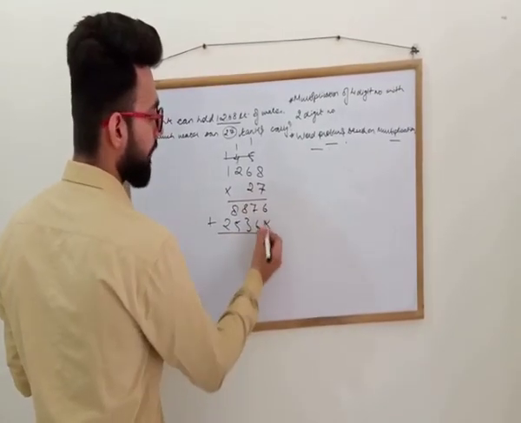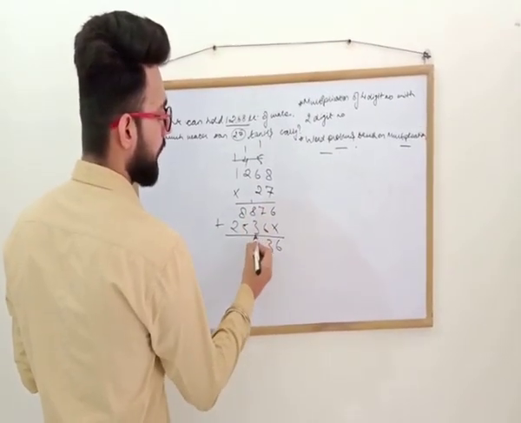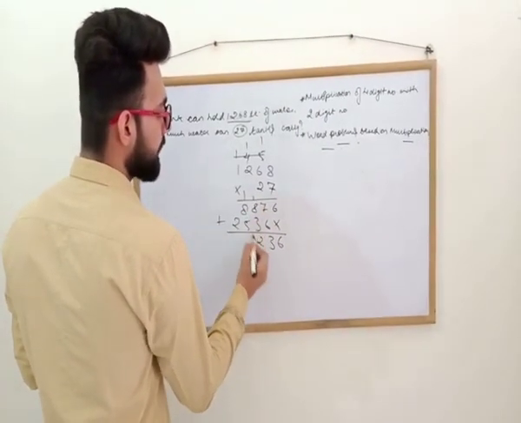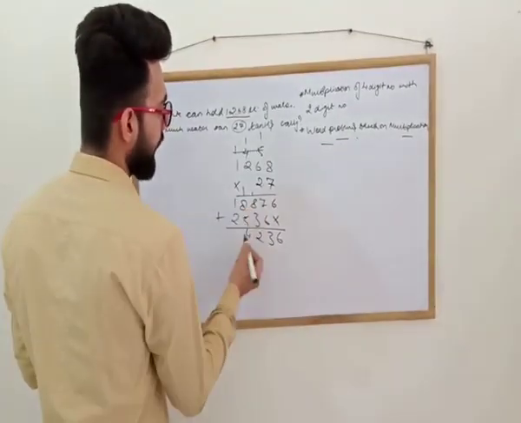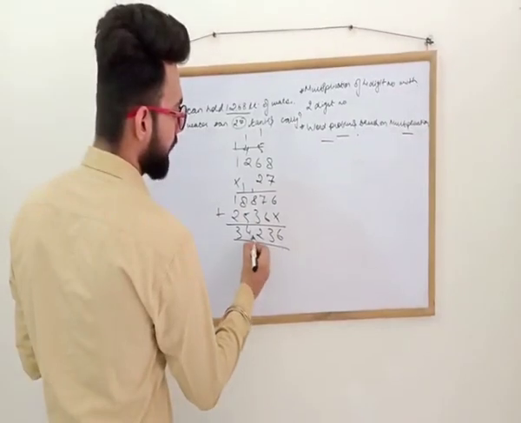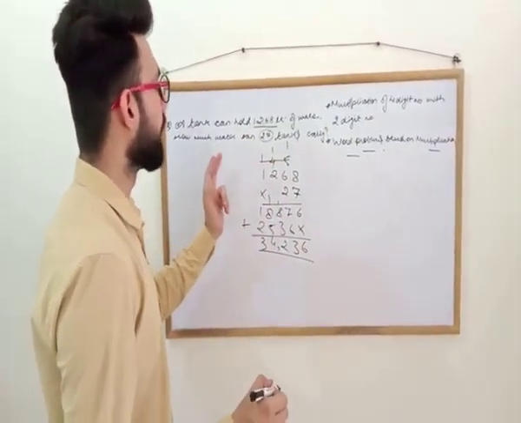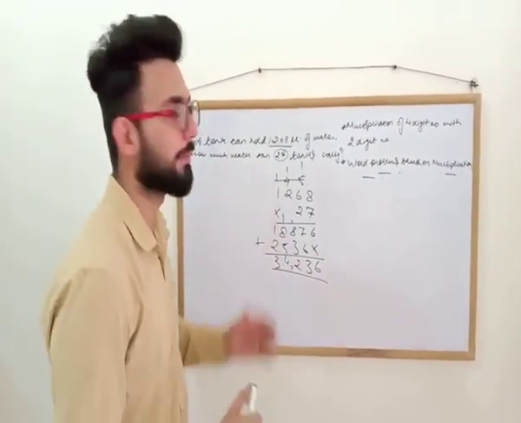Now we'll add these numbers. 6, 7 is 13, carry 1, 9 and 3 is 12, 8 and 6 is 14, and 1 is 15, 8 and 1 is 9, 9 and 5 is 14, carry 1 and 3. So 34,236 liters of water would be carried in 27 such tanks. So in this manner you can find out the answer for the same question.